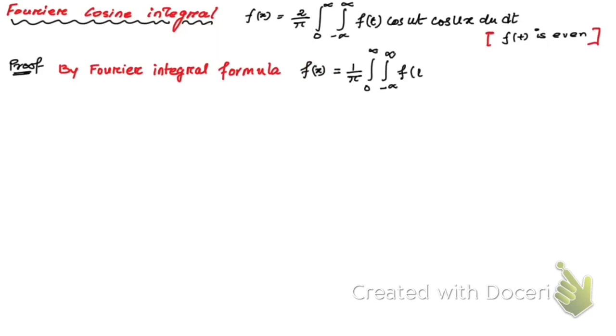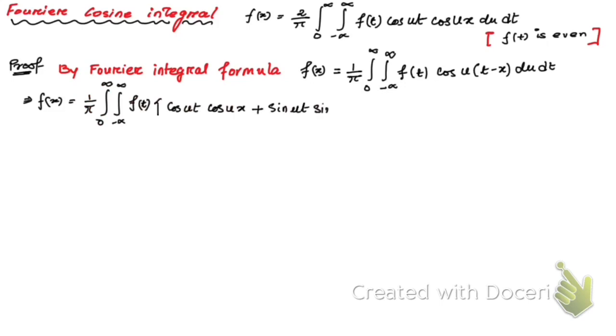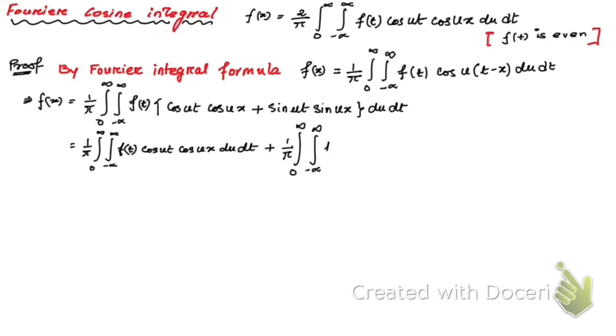So this is the Fourier integral formula. Applying the cos a cos b, cos of a minus b formula, we are going to have this, which gives you this result, splitting this. This is equation number 1. So let it be equation number 1. That is how we have got equation number 1.